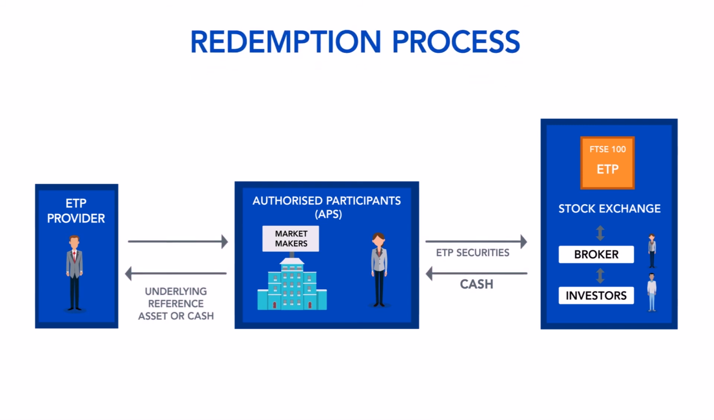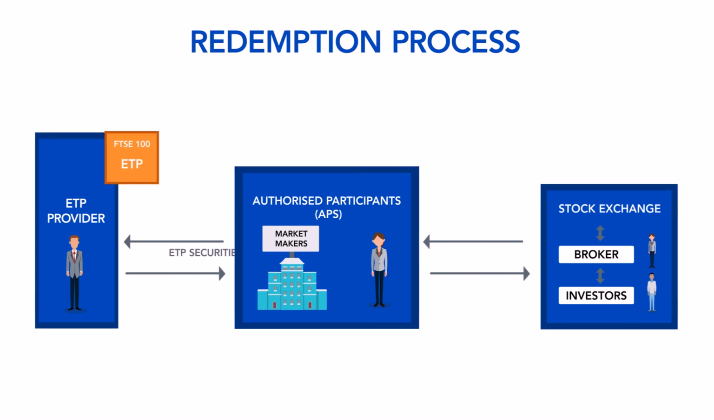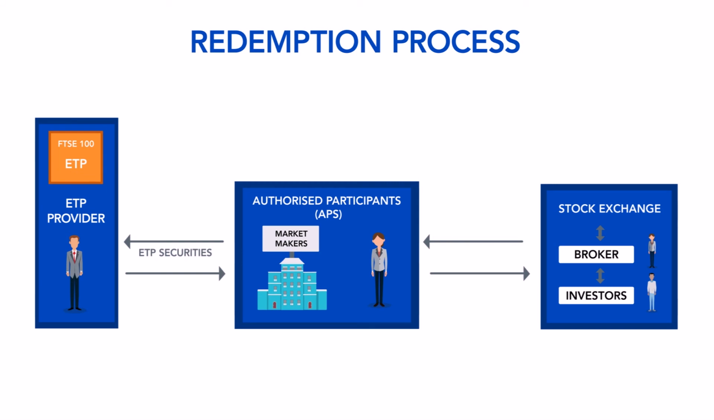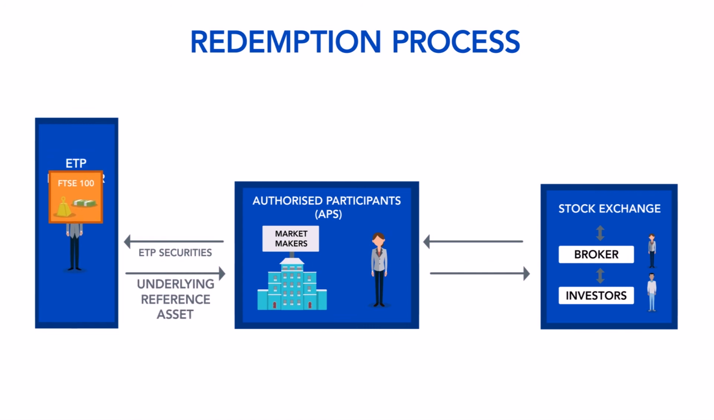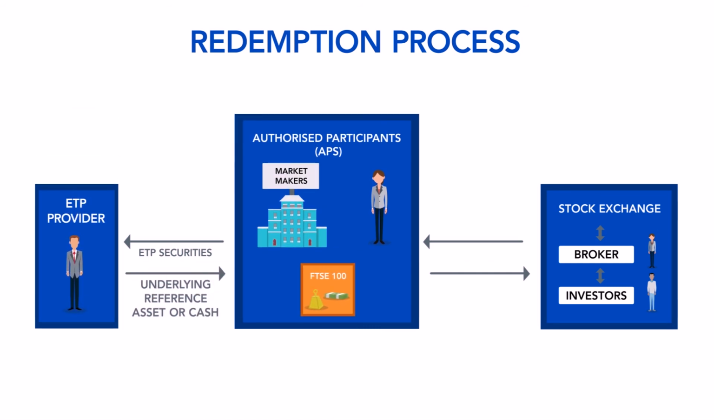The redemption process is the opposite. When investors sell ETP securities, the AP will either hold them as inventory or will redeem them with the ETP provider. If the AP wants to redeem the securities, the ETP provider will return either the underlying reference asset or cash in exchange for the ETP securities, which will then be cancelled.